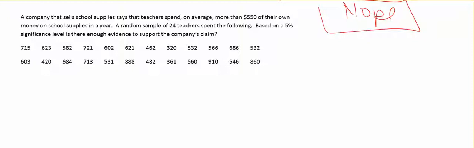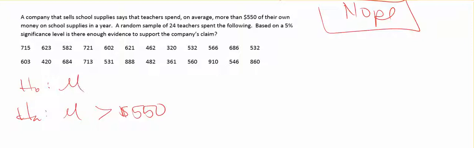A company that sells school supplies says that teachers spend on average more than $550 of their own money. Do you hear the word equal to in that statement? No. So that's your Ha. They spend more than $550 on school supplies in a year. So the complement to that would be the Ho, which would be less than or equal to, and the claim in this case is the Ha.